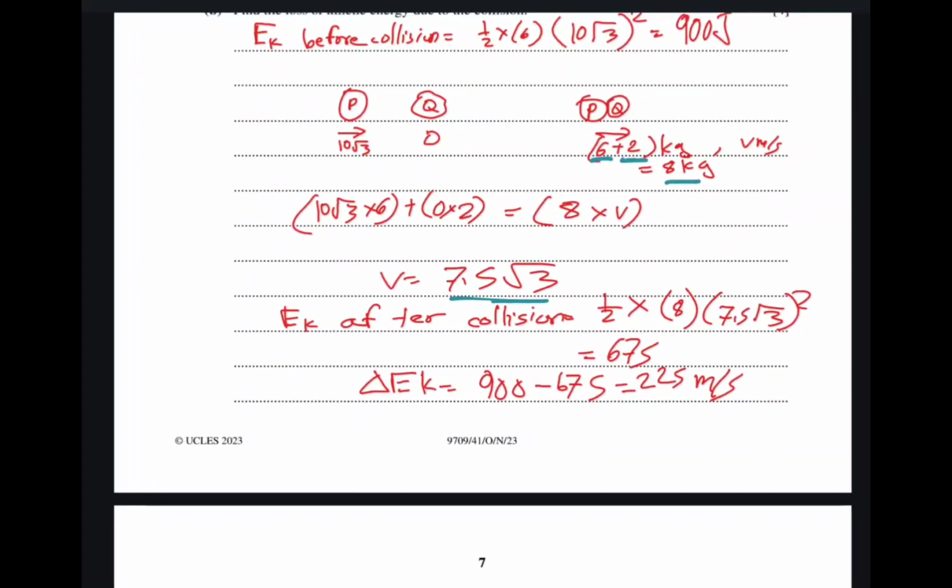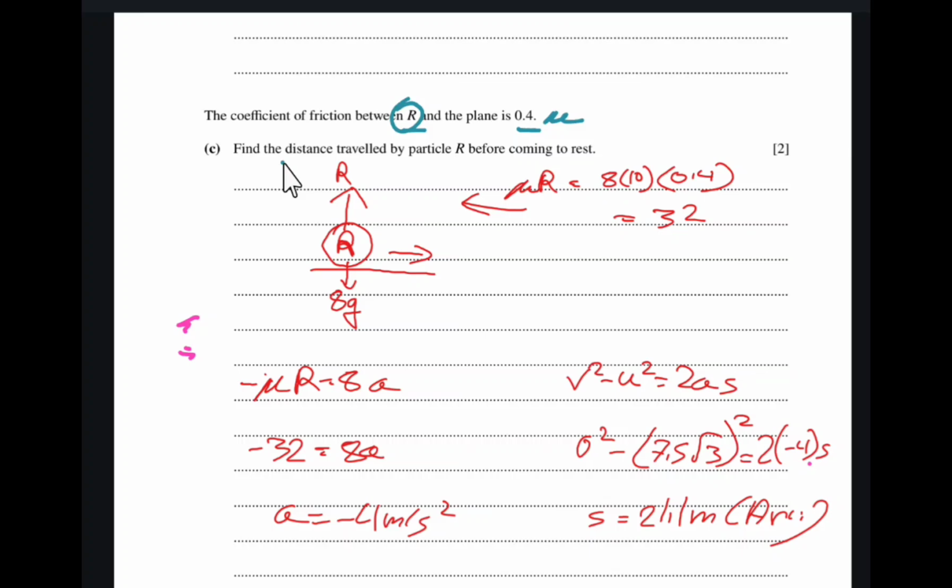So to find the distance traveled by particle R before coming to rest, that means before coming to a speed that is 0, we know that v squared minus u squared is equal to 2as, that is this formula. Before coming to rest, the final speed is 0, and we know the initial speed, that is 7.5 root 3, and 2as.